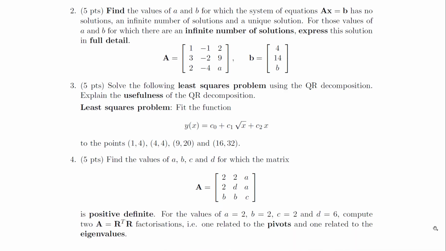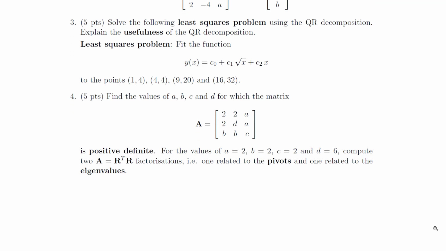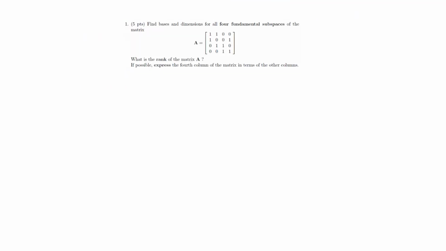The third question is about a least squares problem that you have to solve with the QR decomposition. And finally, you have to factorize a matrix A that is positive definite in 2 ways, one related to the pivots and one related to the eigenvalues. Without further delay, let us start with the first question.